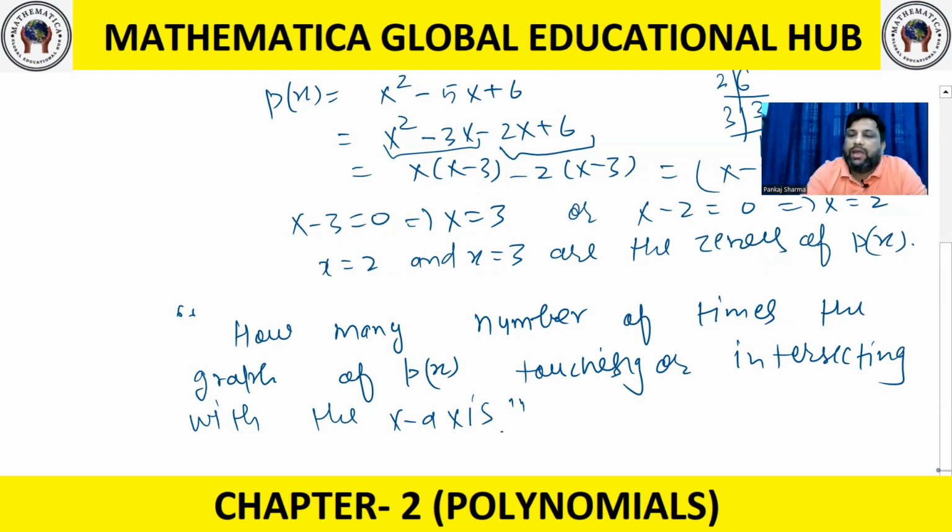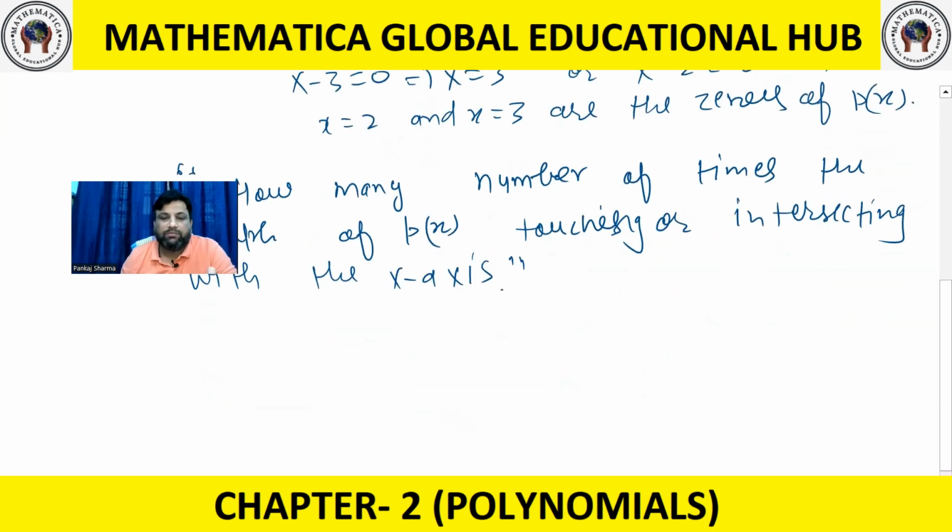Suppose the graph of p(x) is touching or intersecting the x-axis 2 times. It means there will be 2 zeros. Suppose a graph is intersecting, or touching, the x-axis 5 times. So it means the given polynomial has how many zeros? 5 zeros.